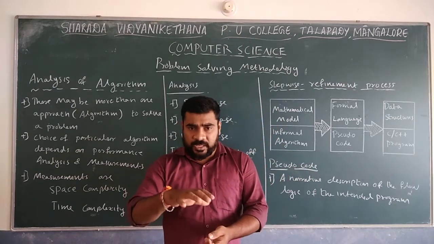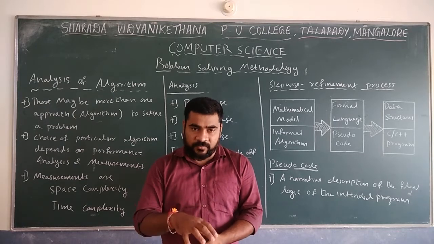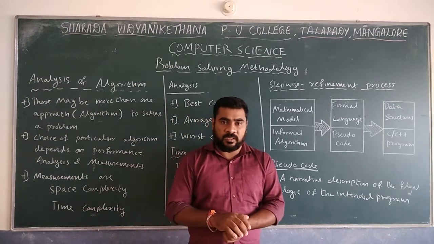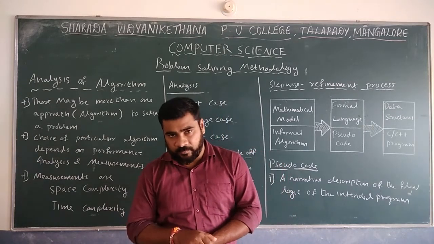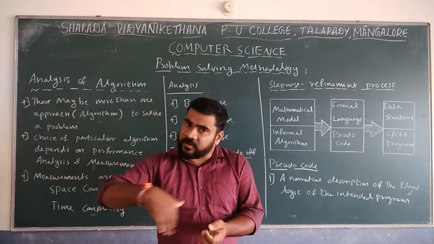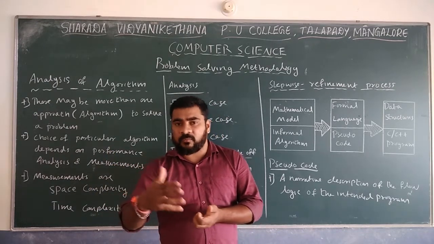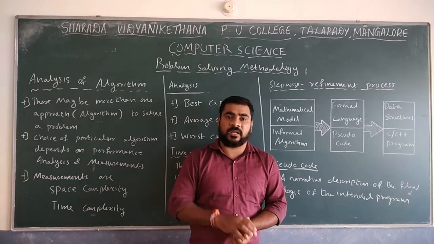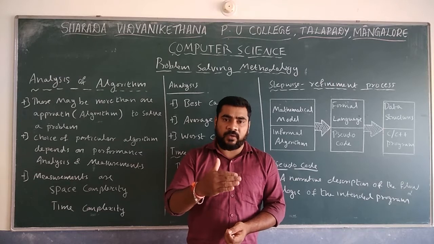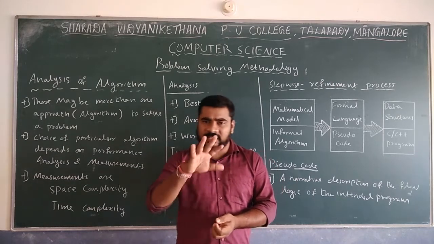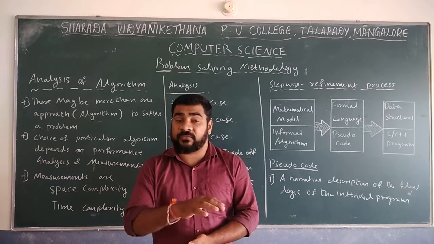For example, if you are here and you should reach one place, there will be different ways, different routes. We can go one way, or we can go another way. More than two different ways are possible to reach the particular destination. For example, if you want to travel from here to Delhi, there are different routes possible.